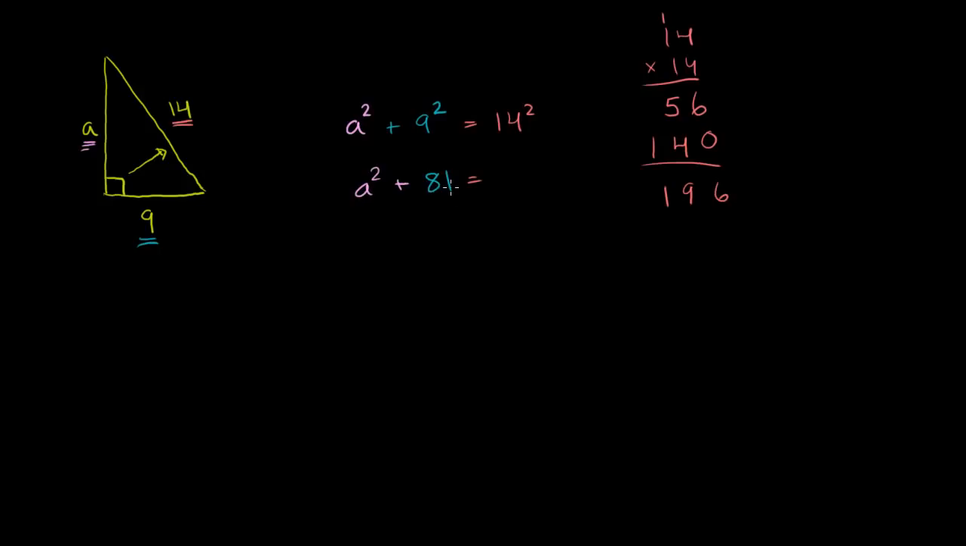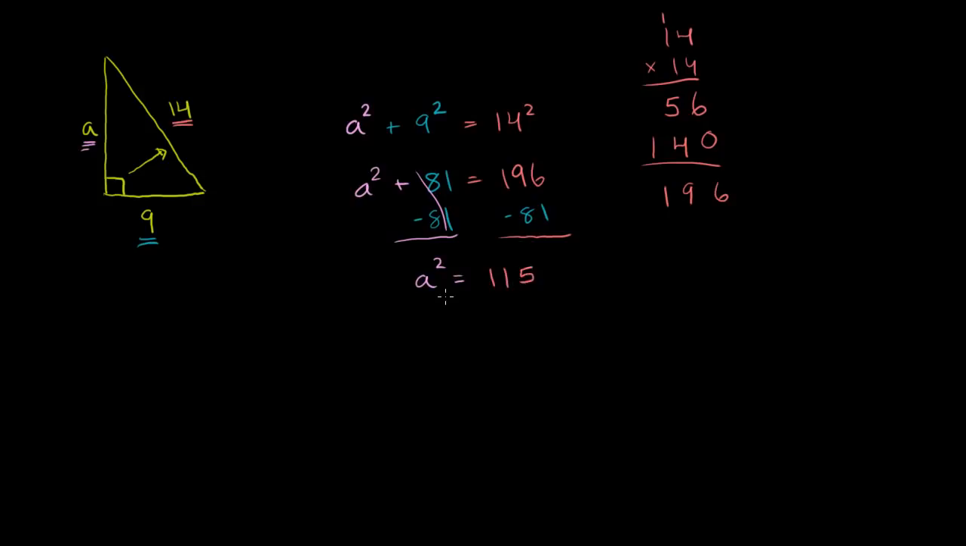So a squared plus 81 is equal to 14 squared, which is 196. Then we could subtract 81 from both sides of this equation. On the left-hand side, we're going to be left with just the a squared. These two cancel out, which is the whole point of subtracting 81. So we're left with a squared is equal to 196 minus 81. What is that? Let's see, if you just subtract 1, it's 195. You subtract 80, it'd be 115. If I'm doing that right. Right, it would be 115.